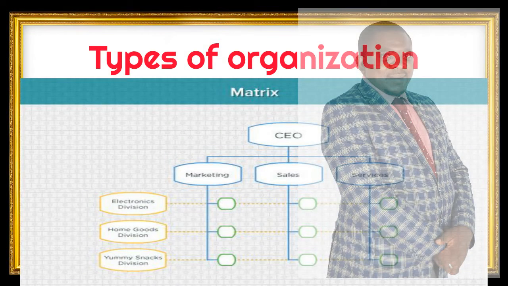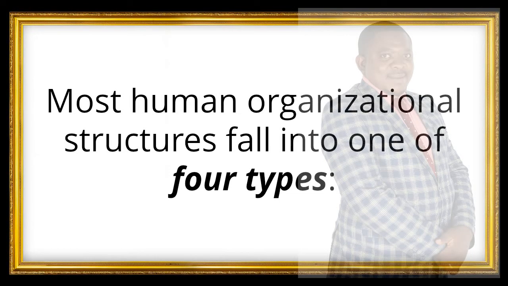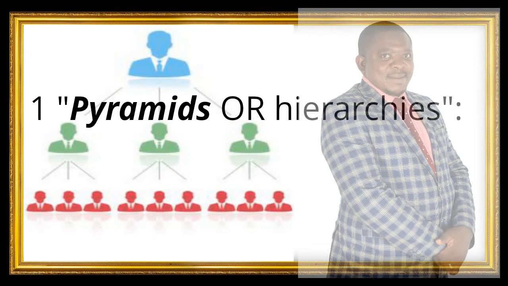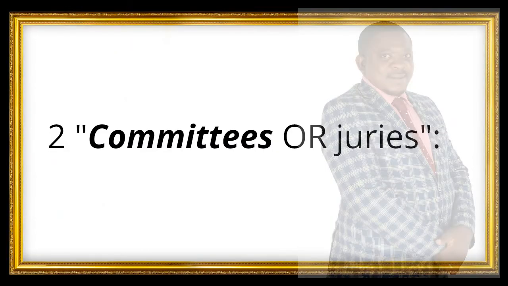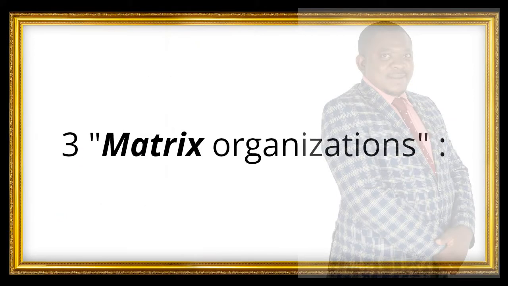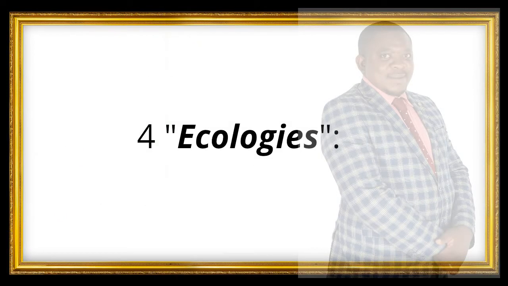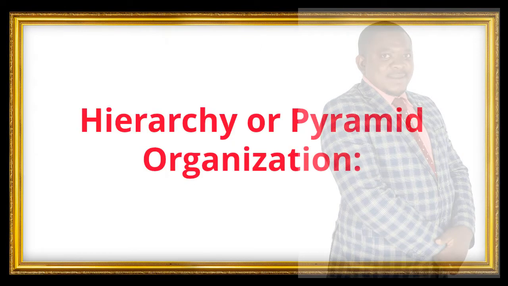Types of organization. Most human organizational structures fall into one of 4 types. 1. Pyramids or hierarchies. 2. Committees or juries. 3. Matrix organizations. 4. Ecologies.